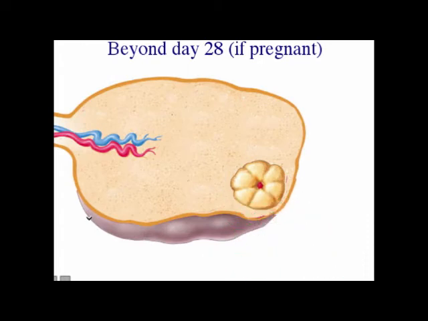Okay, so here's the trick. So if she wasn't pregnant, remember what happened. The corpus luteum died on day 28 from lack of LH, and therefore no more progesterone, and therefore the endometrium was no longer sticky, and she menstruated.